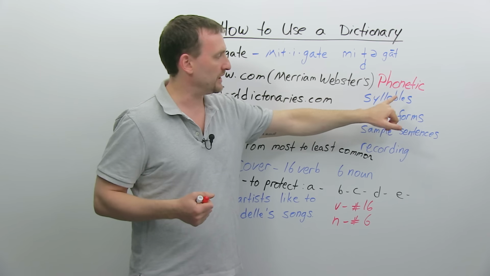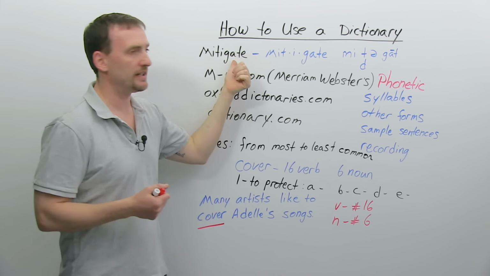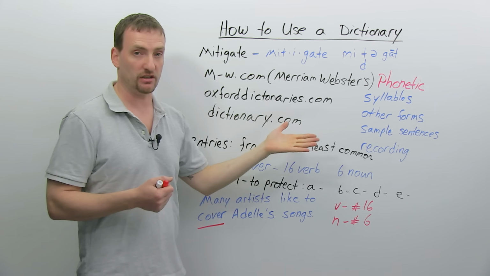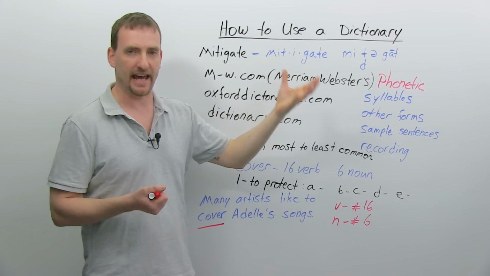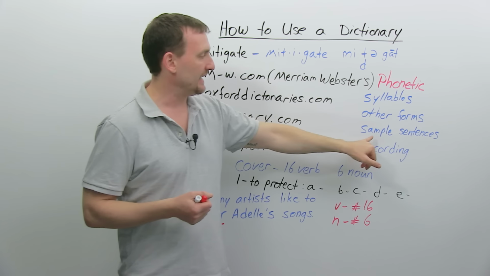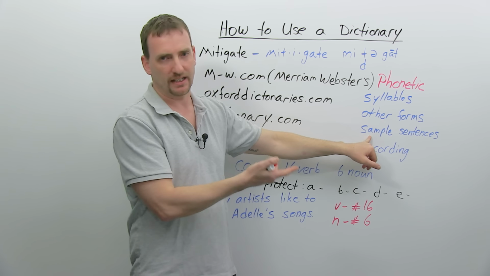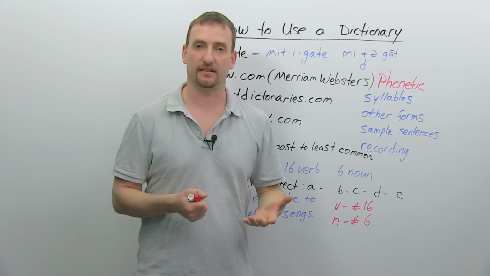So they get the phonetic spelling, they get the syllables. They give you other forms. So mitigate, you might also see mitigation, which is a noun. Mitigated is an adjective. Mitigator is a noun, a person. It'll give you the other forms that you can look up. On the internet, not so much in the book because they don't have that much space. On the internet, you will see sample sentences.